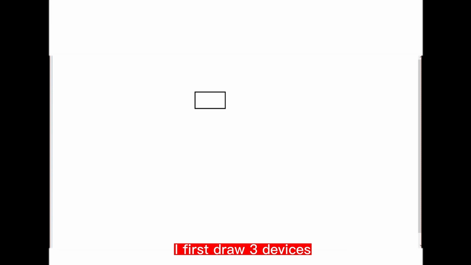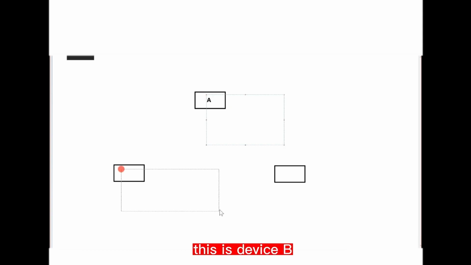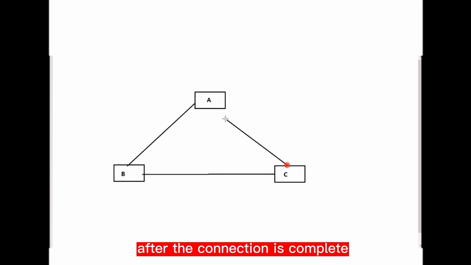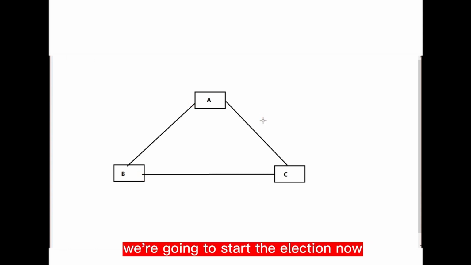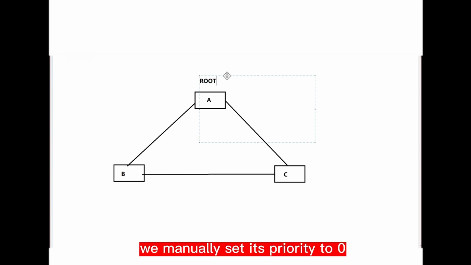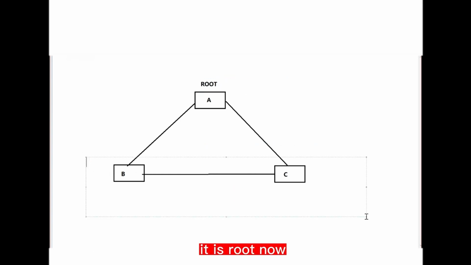Let me draw a picture. I first draw 3 devices. I label them. This is device A. This is device B. This is device C. They are connected to each other. After the connection is complete, we're going to start the election now. Assuming the root has been chosen, the root is device A. We manually set its priority to 0. It is the root now, no doubt.